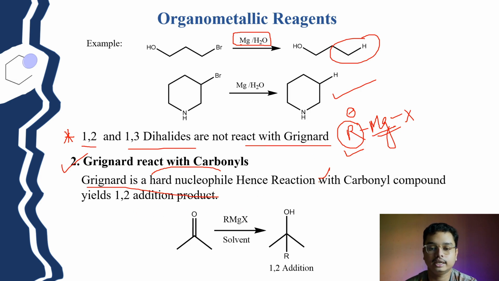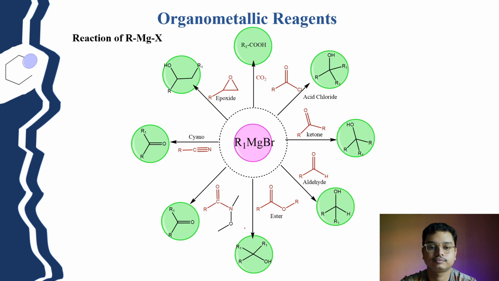It is a hard nucleophile due to the presence of magnesium, because magnesium is also hard. So that's why it will favor the 1,2 addition product. Here you can find this carbonyl carbon is also a hard center and this is also a hard nucleophile. So hard-hard interaction is observed and we get this 1,2 addition product. This is the most normal reaction in the case of Grignard. Now there are certain reactions showing how a Grignard reagent reacts with different compounds.